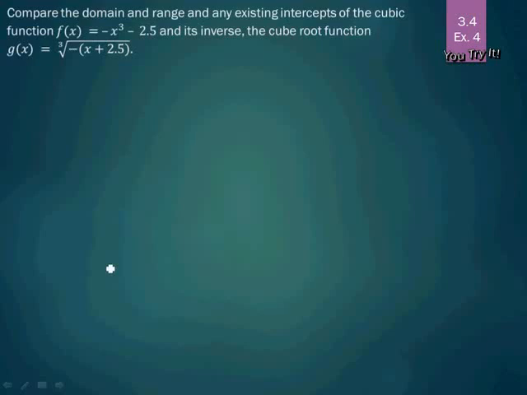Compare the domain and range and any existing intercepts of the cubic function f of x equals negative x cubed minus 2 and 5/10 and its inverse, the cube root function g of x equals the cube root of negative x plus 2 and 5/10.